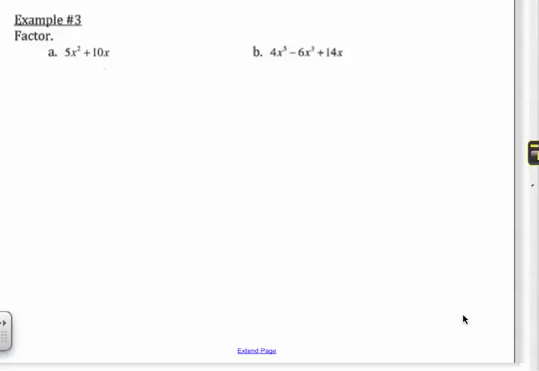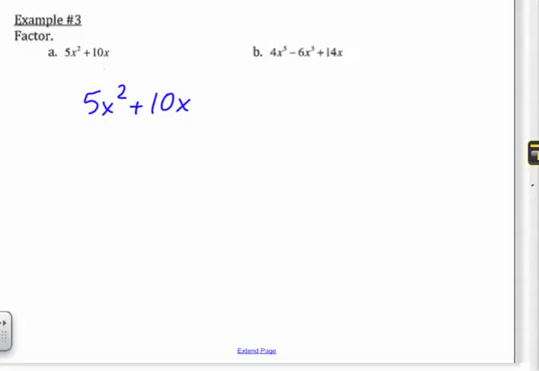So let's look at this first one. It says 5x squared plus 10x. Okay? Now, these are terms that are being added together. And you know, whenever we cancel, we need to have things being multiplied. Remember, whenever we want to cancel, we need things being multiplied together. We need factors so that we can cancel. Okay? So now, let's look at this.